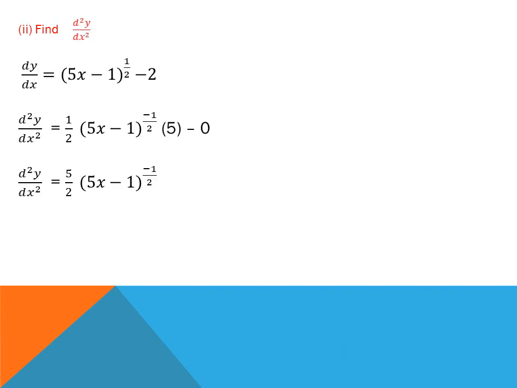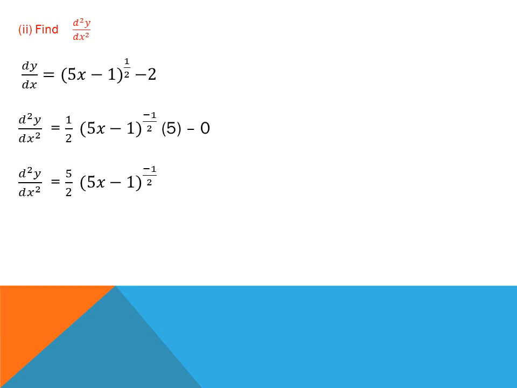Find d squared y over dx squared here. It means the second derivative. I found that the first derivative given in the question is equal to (5x minus 1) to the power 1/2, minus 2. I differentiate this further. d squared y over dx squared: in differentiation the power should come in front, and we should take one off the power. In integration we add 1 to the power, but in differentiation we subtract 1 from the power.